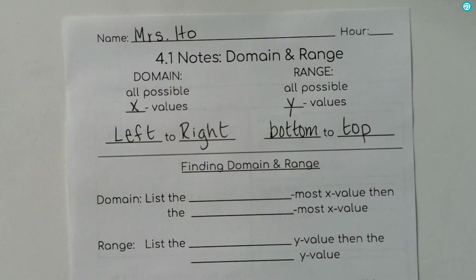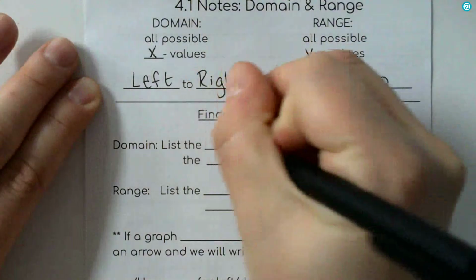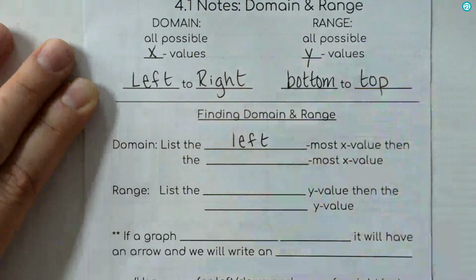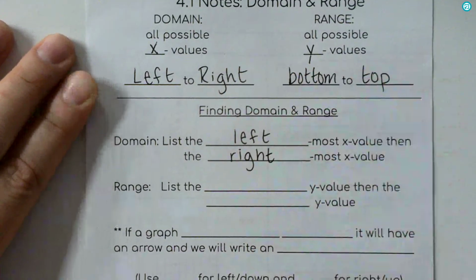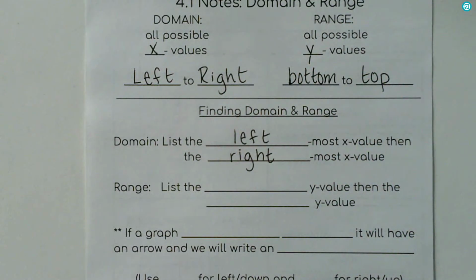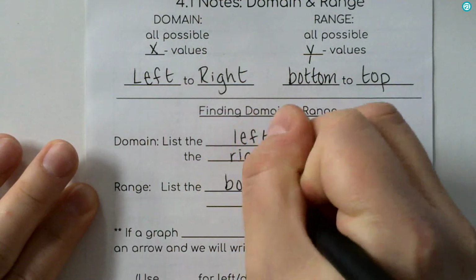Okay, so to find domain and range, for domain, we list the leftmost x value, and then we list the rightmost x value. So we literally look at the graph on our coordinate plane, and we say what's the furthest to the left, the furthest to the right. For range, we do the exact same thing, but we use the bottom to the top. So the bottom y value to the top y value.